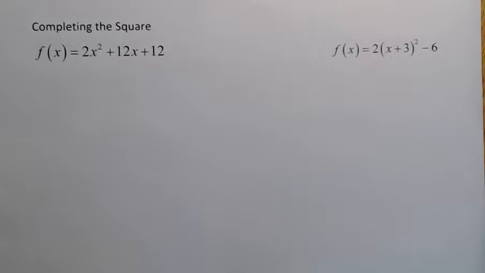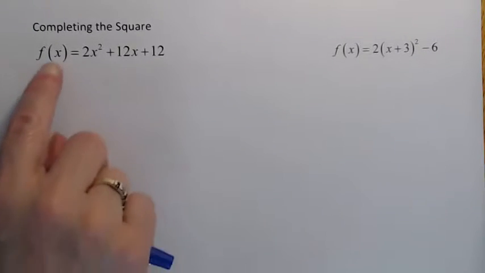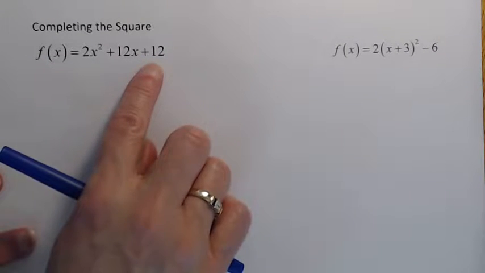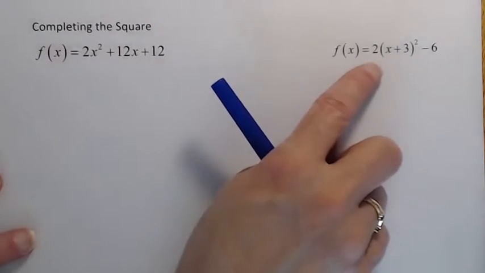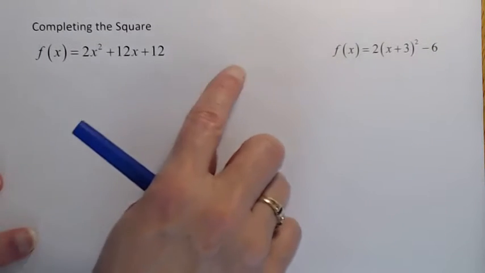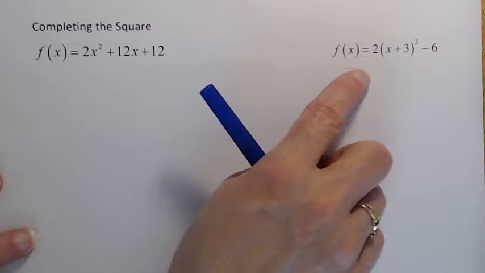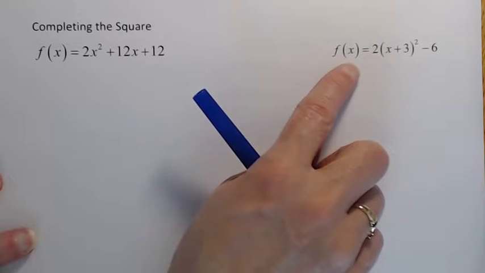Now we're going to talk about completing the square. We're going to take a quadratic function in this form. Remember, quadratic is a degree 2 function, and we write it into this form. This form is maybe more useful to us for graphing, finding a vertex, max, min, things like that.